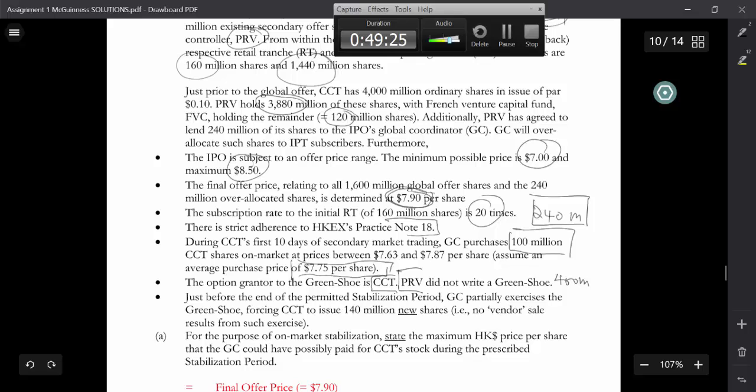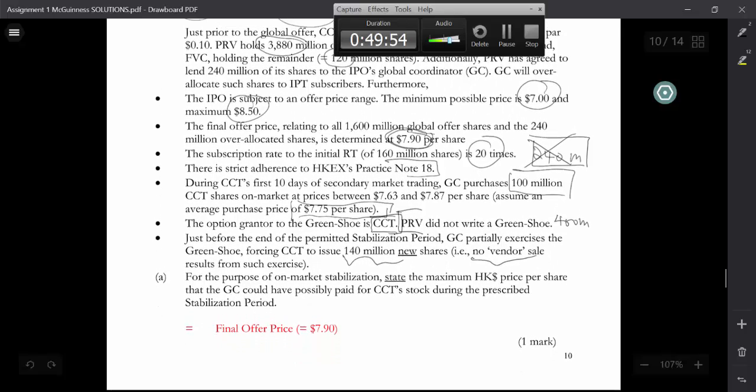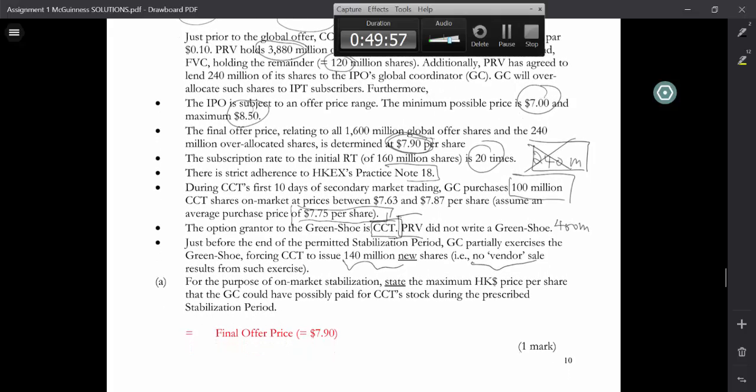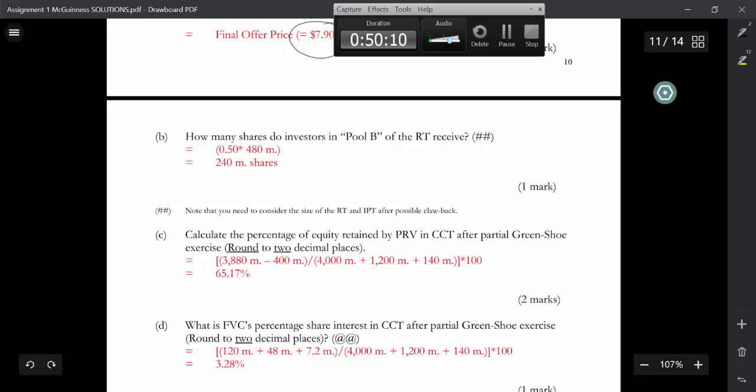Just before the end of the stabilization period, GC partially exercises. Okay, so there are new shares, but only 140, not 240. And no vendor sales result. No vendor sales were ever planned because these were all provided by CCT, the company. For the purpose of on-market stabilization, state the maximum price they would buy. They normally only buy the shares if the IPO is not doing well, and they would buy at the IPO price or below. Okay, it's what usually happens.